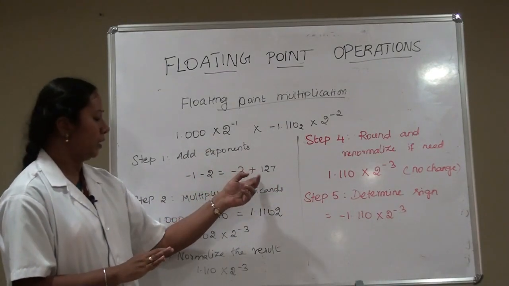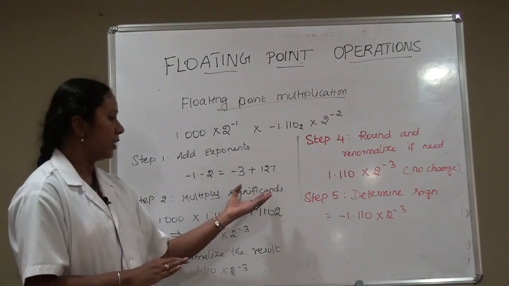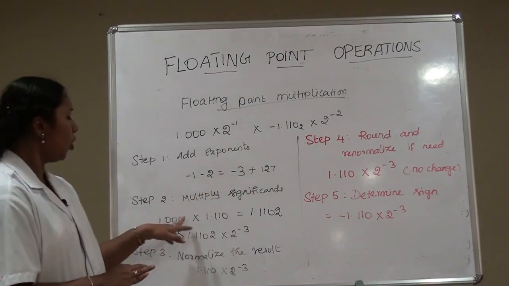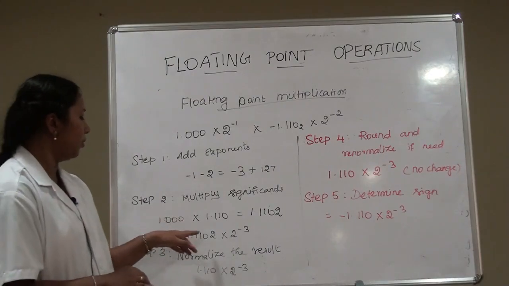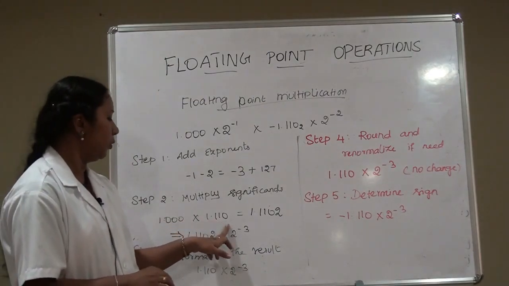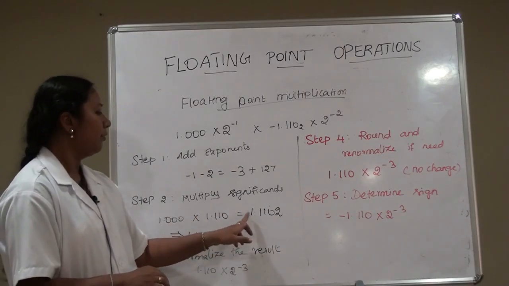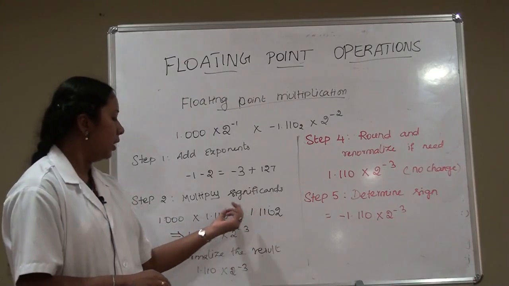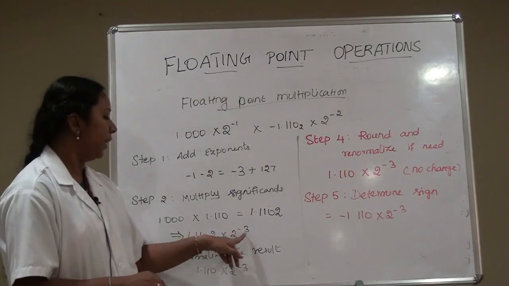After this, I can perform the multiplication of the significands. The significand is nothing but the fractional part. It is normal multiplication, which we do regularly: 1.000 times 1.110, which gives me the result 1.110. This is my final result, and I have to write it along with the exponent, 2 power minus 3.